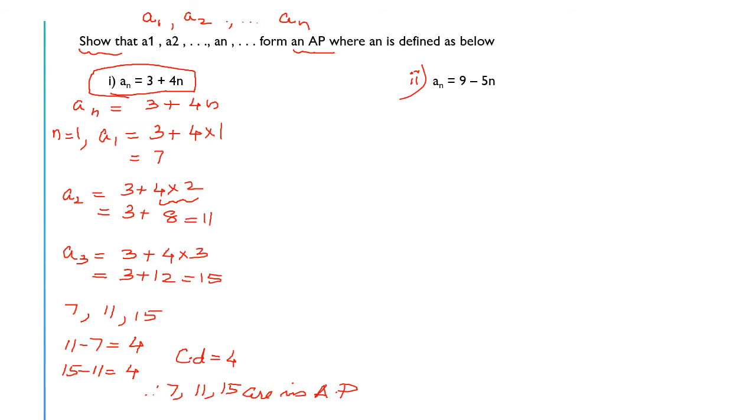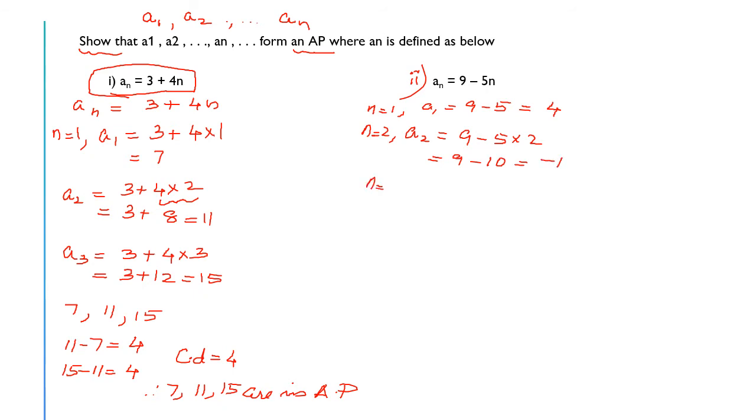An equal to 9 minus 5n. Tell me, how are you going to do it? First we took n equal to 1. Then a1 equal to 9 minus 5, that is 4. Then we take n equal to 2, the second term. 9 minus 5 into 2. What is the answer? 9 minus 10. Answer is minus 1.